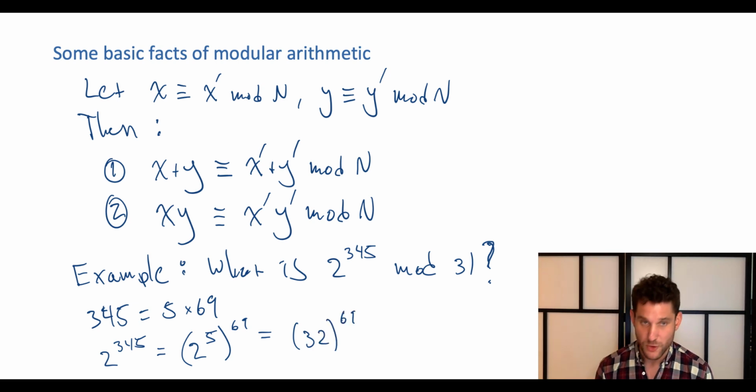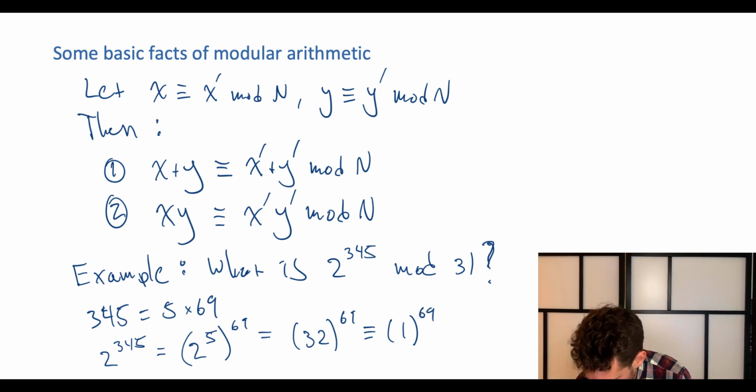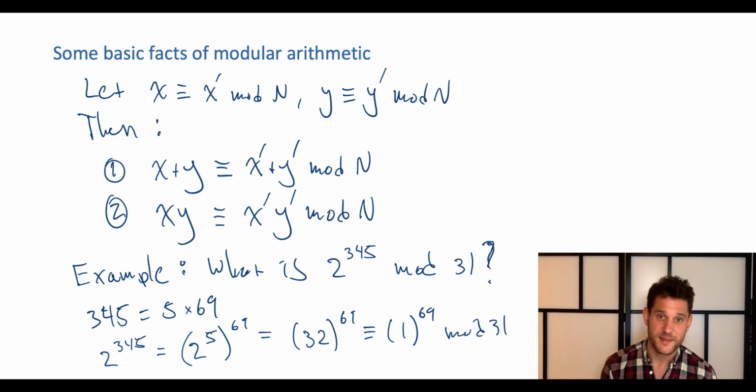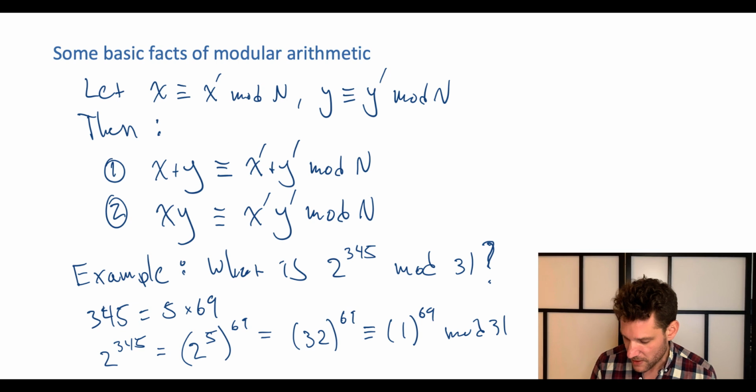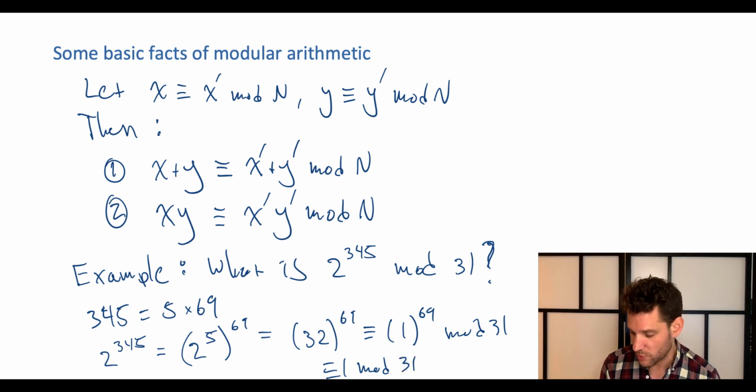But what is 32 mod 31? This is actually congruent to 1 to the 69 modulo 31. Why is that? That's true because 32 mod 31 is just 1. So now I can simply write that 32 to the 69 is congruent to 1 to the 69. But of course, 1 to the 69 is easy to compute. 1 to the 69 is just equal to 1, and that is congruent to 1 mod 31. So you notice that I saved a lot of time by using the above tricks to simplify this computation.